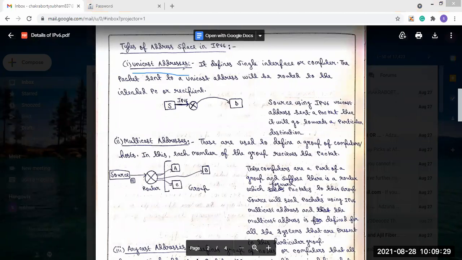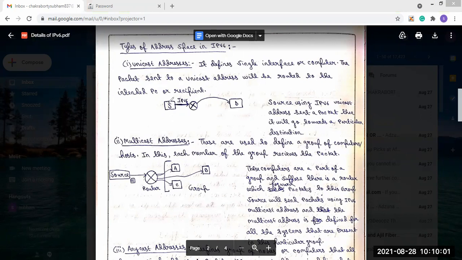Now what does the unicast address define? It defines a single interface or a computer. Unicast means, uni means what? Uni means single. So that's why the unicast address defines a single interface or a computer. And the packet sent to the unicast address will be routed to the intended PC or recipient.